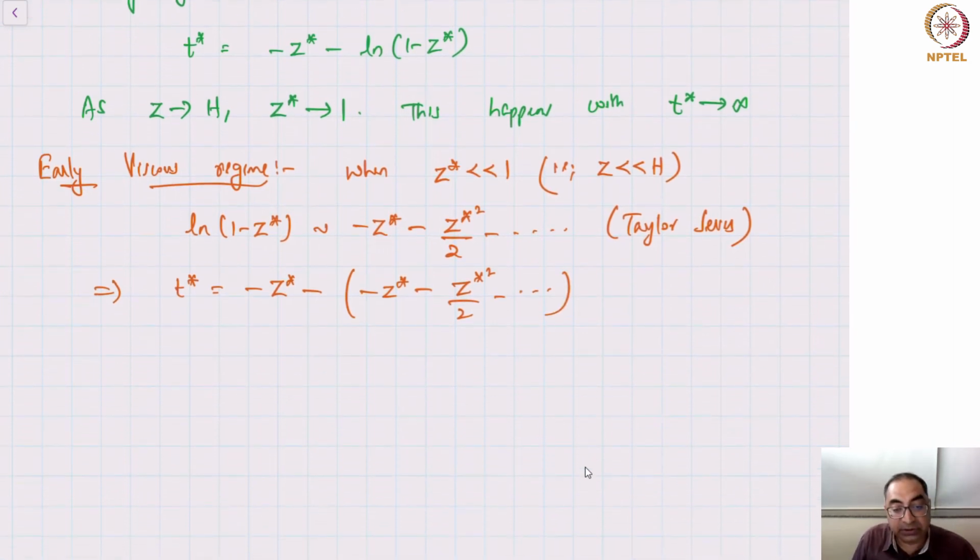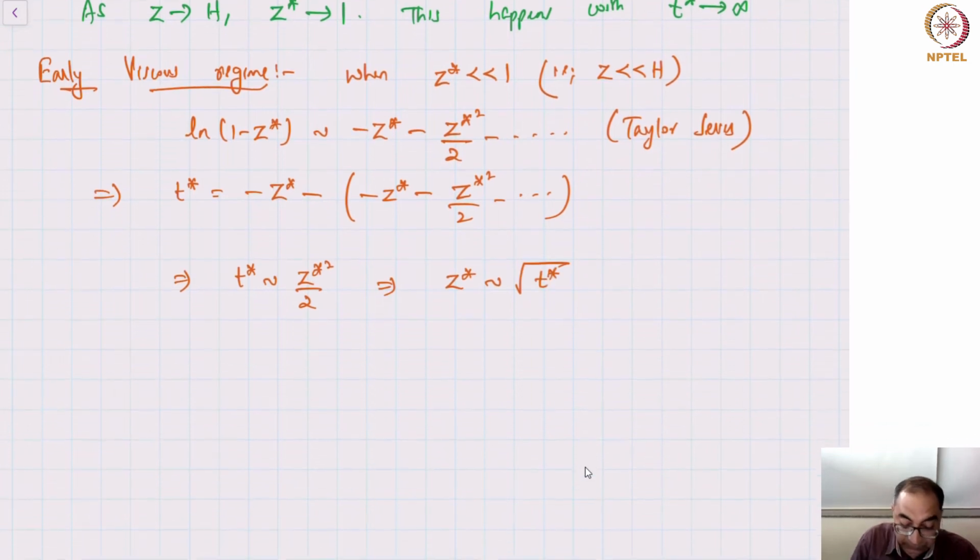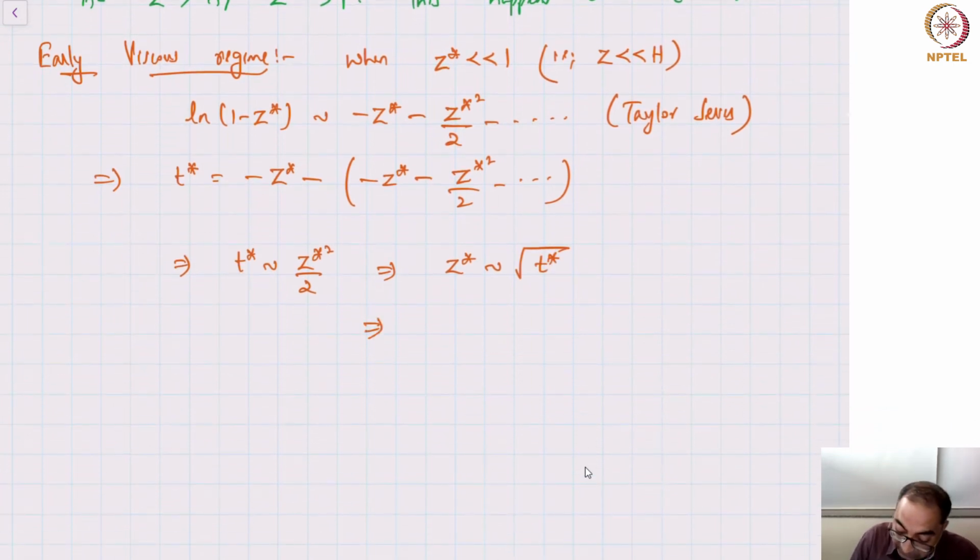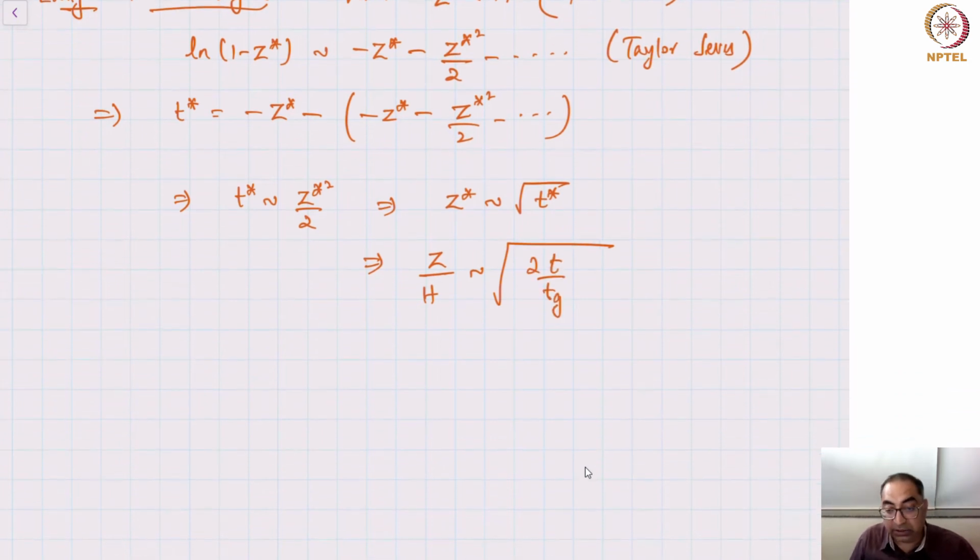And if I cancel out the z star term, then what do I get? I get t star goes like z star square over 2, and therefore I can say z star goes like root of t star. Okay, but z star is nothing but z by h. This goes like root of t by tg. That's the non-dimensional term.